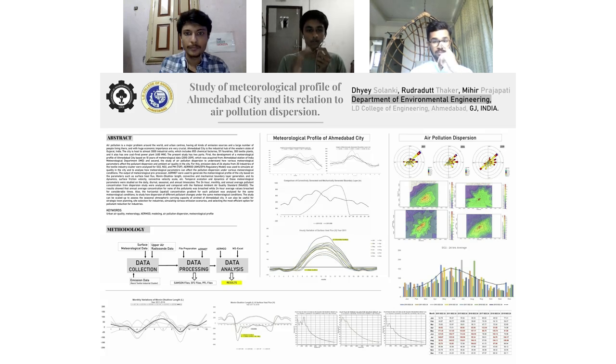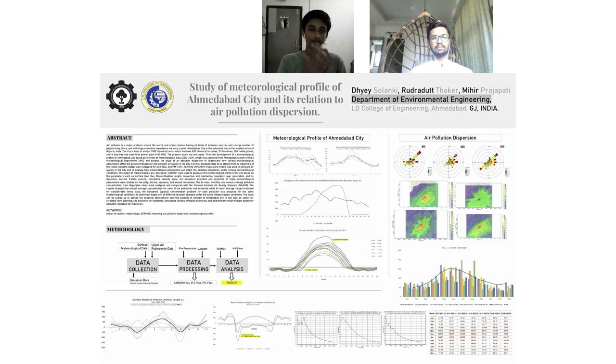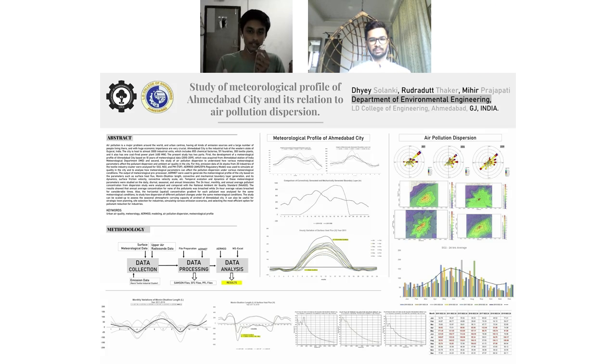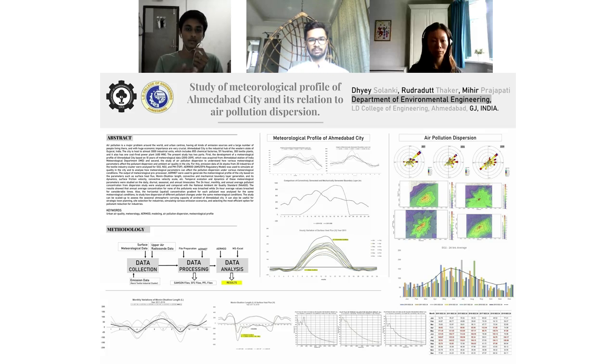Another plot we developed is the wind rose plot for Ahmedabad city. One thing we observed throughout the period of 2011 to 2019 is that the major wind direction for Ahmedabad city is from southwest to northeast, which is towards the city, and this is not beneficial for Ahmedabad city. So after getting the meteorological profile of Ahmedabad city, we will link it to the air pollution of Ahmedabad city.